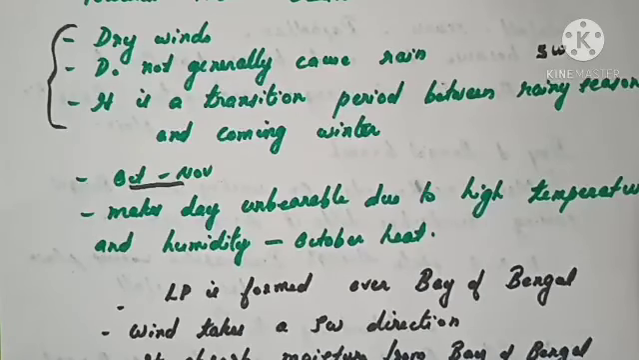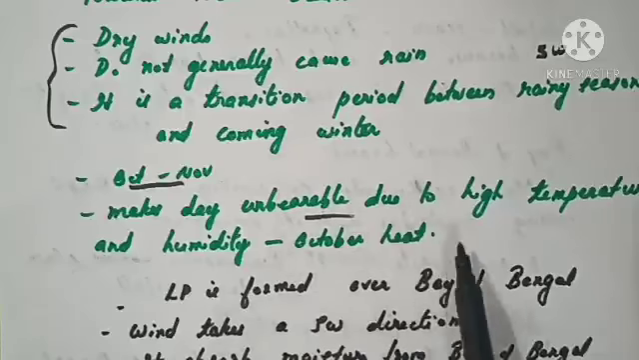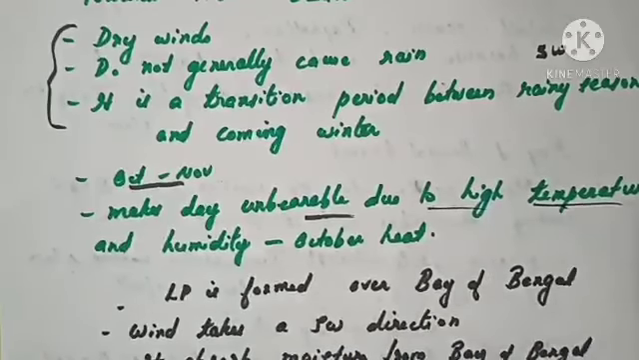Daytime is unbearable due to high temperature. In the daytime the heat will be high, and the humidity. What about the afternoon? Rainfall occurs in the afternoon with thunder and lightning.